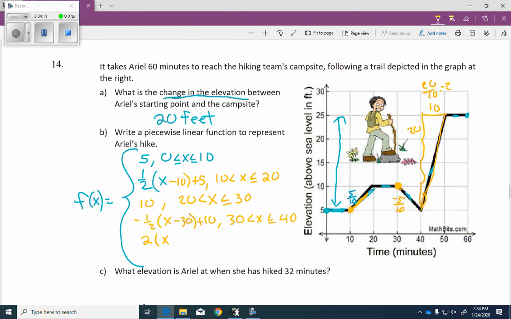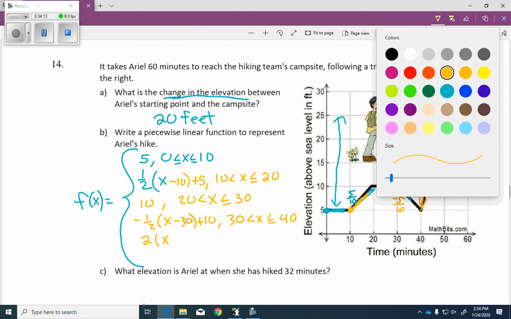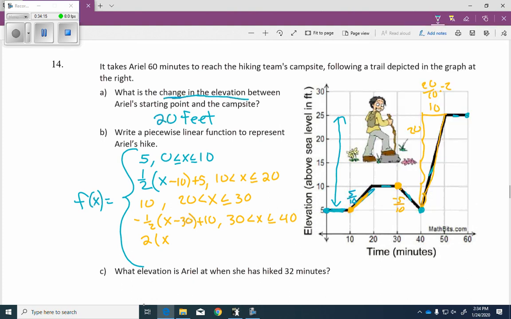Again, I'm going to use a shift. I will use this point as my shifting point. Shifts to the right 40 and up 5. Exists from 40 to 50. And the last piece is horizontal at 25, and it exists from 50 to 60.